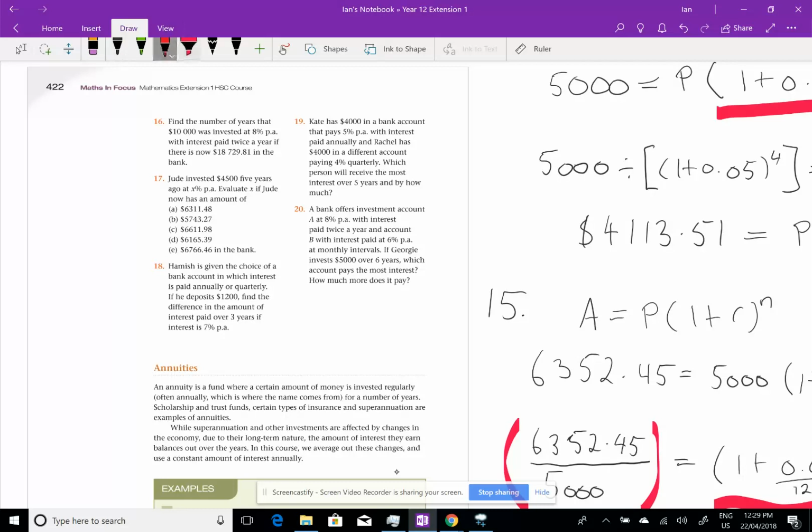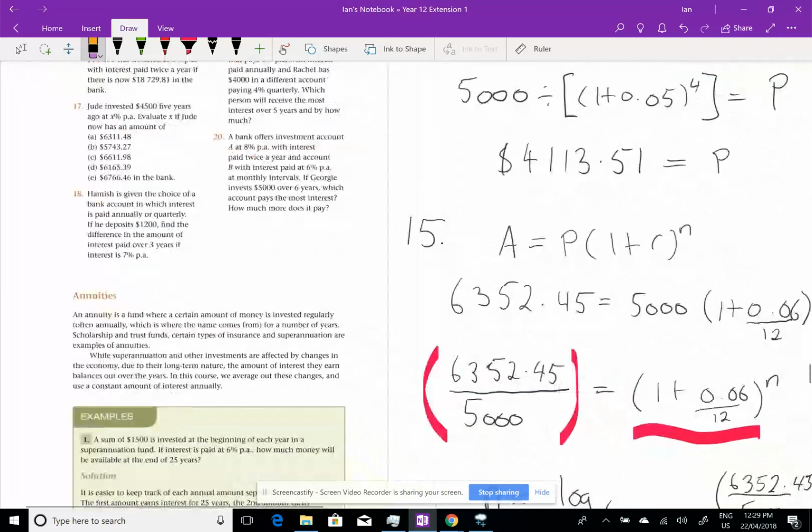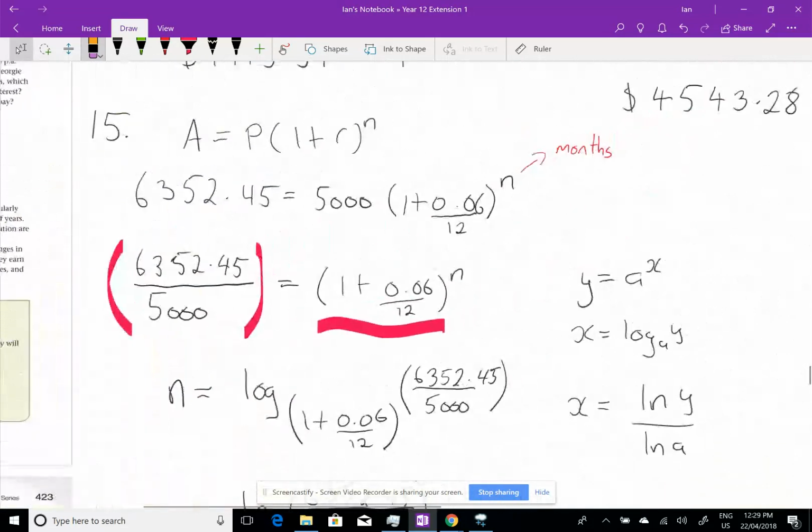What tricky things do they put in there? Well, interest is paid twice a year, so be aware of that. 8%, so you're going to have to divide by 8. And when you get your answer, you're going to have to double it to get the number of years, because you're going to get every 6 months. 17, 18, and 19 are just asking which account is better. So I'm going to do 18 and then we'll finish it there and leave you with that.